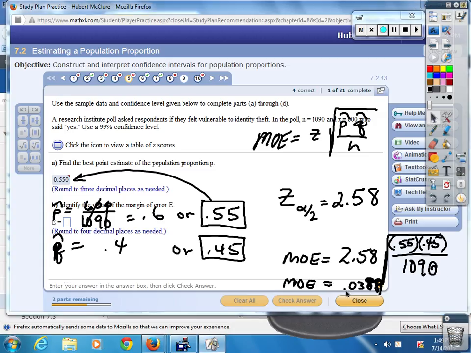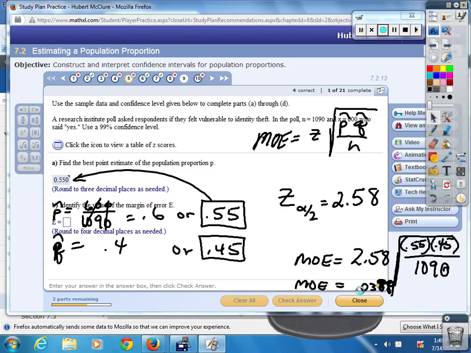Coach, move it one. Whatever, work with me, please. 3.88. Or 3.9, depending on what they want, is our margin of error.